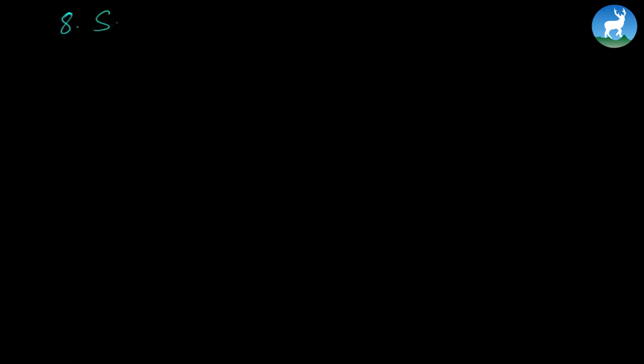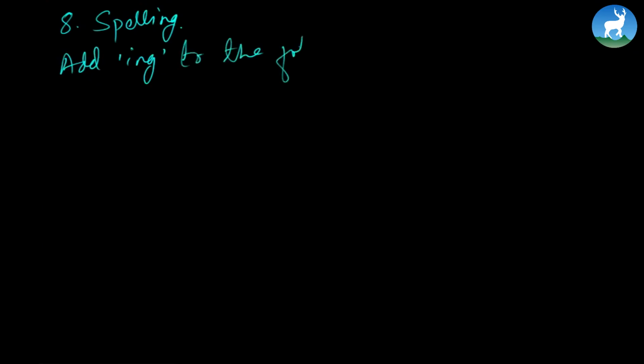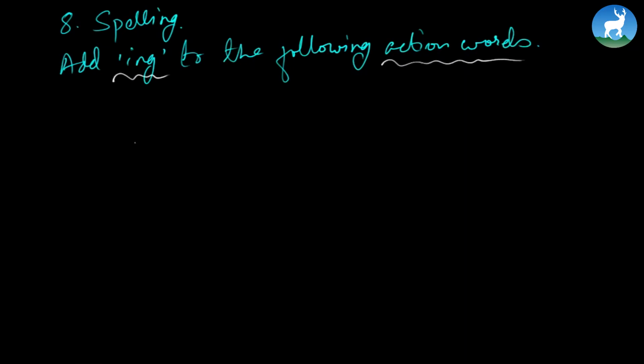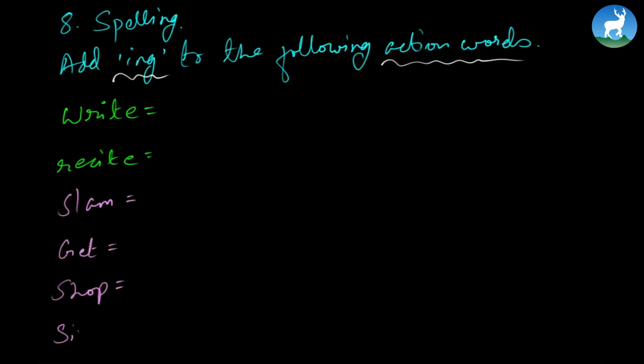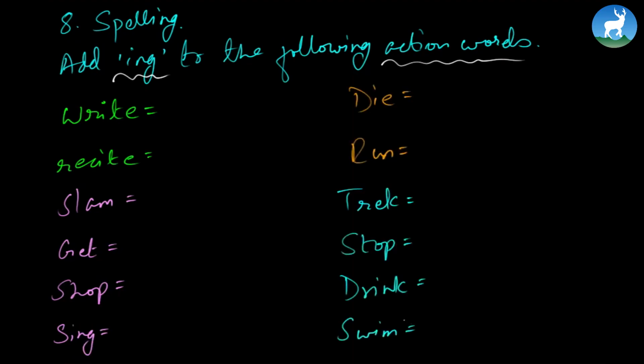Let's move further. Now here we have spelling. Again, a very simple exercise. Add ing to the following action words. Okay, you just have to add ing to the following verbs or action words. Now here you go. Write, recite, slam, get, stop, sing, die, run, trek, stop, drink, and we have swim.